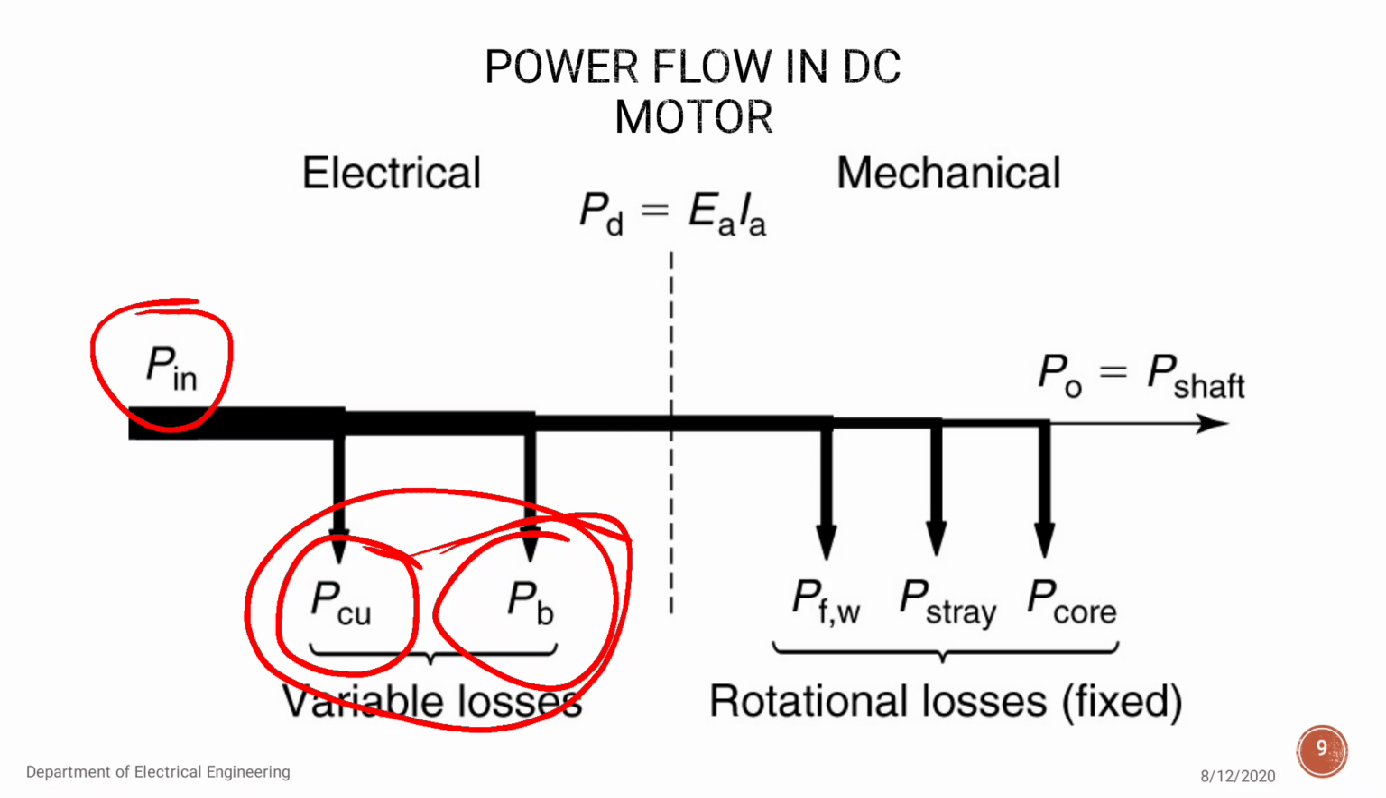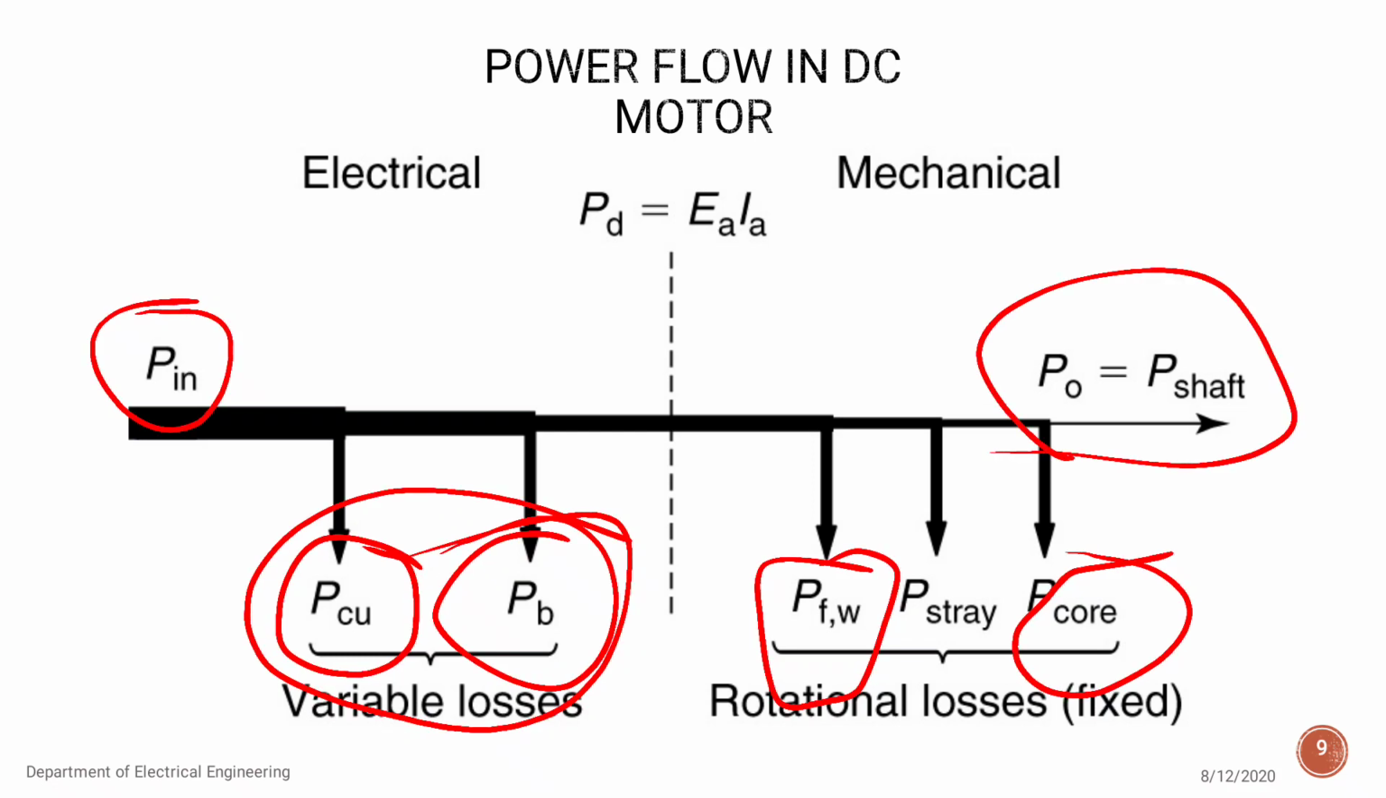Then rotational losses. Rotational means mechanical losses. PFW means losses due to friction as well as windage. The next one is stray losses. Stray losses occur because of mechanical properties as well as magnetic properties of the core. And core losses mean hysteresis as well as eddy current losses. So all these losses are fixed, that means constant losses. And then P output is equal to power at the shaft.